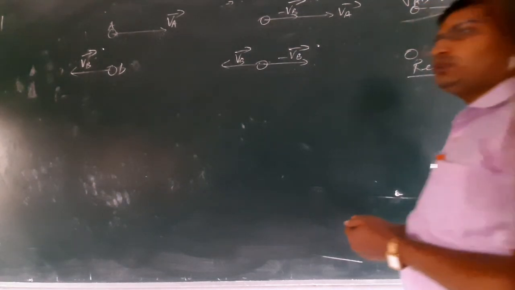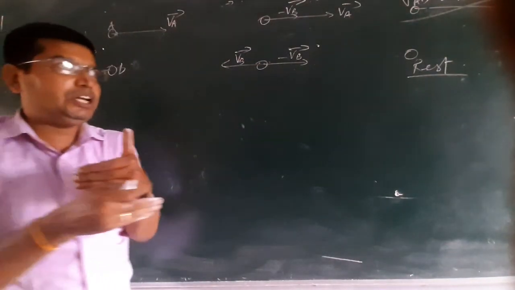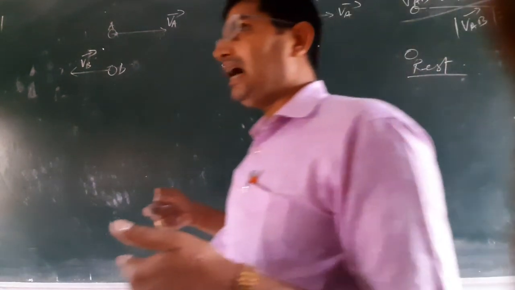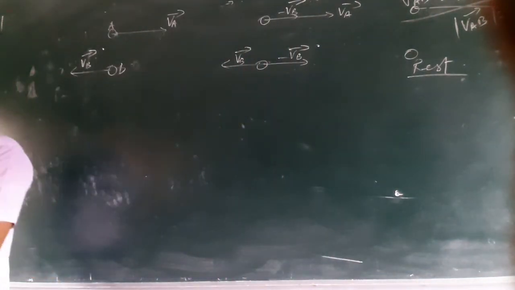In terms of magnitude, when the objects are moving in opposite directions, the relative velocity will be equal to the sum of the magnitudes of their velocities. Means mod of VAB will be equal to mod VA plus mod VB. This formula is applicable only when both are moving in opposite directions. This is all about relative velocity.